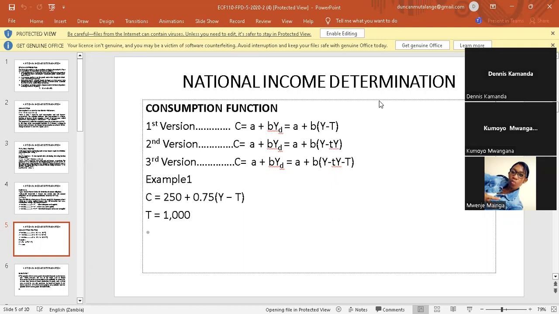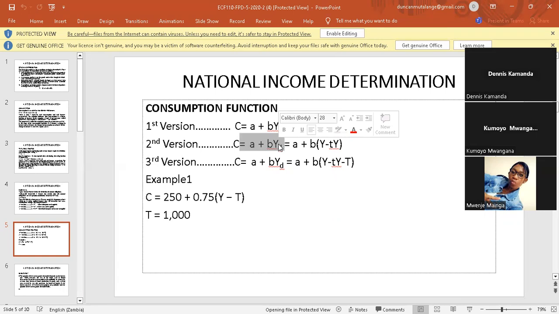So what is our consumption there? C is equal to what? If I were to put it in this format of our original, how we know our consumption is: consumption is autonomous consumption plus B times YD, isn't it? So what we've been given there is 3,000, which is the autonomous consumption, A.